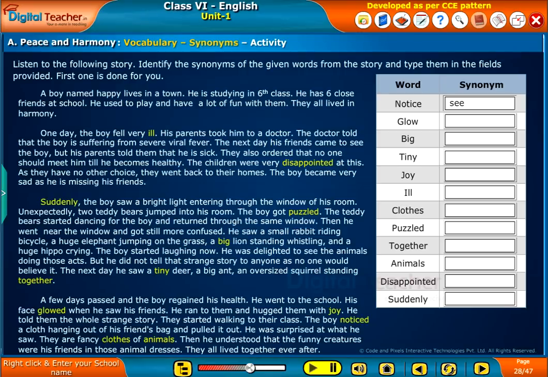Then he went near the window and got still more confused. He saw a small rabbit riding bicycle, a huge elephant jumping on the grass, a big lion standing whistling, and a huge hippo crying. The boy started laughing now. He was delighted to see the animals doing those acts. But he did not tell the strange story to anyone as no one would believe it. The next day, he saw a tiny deer, a big ant, and an oversized squirrel standing together.